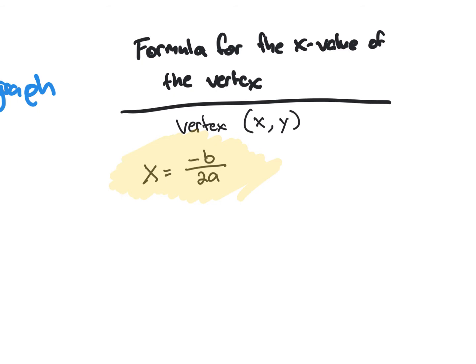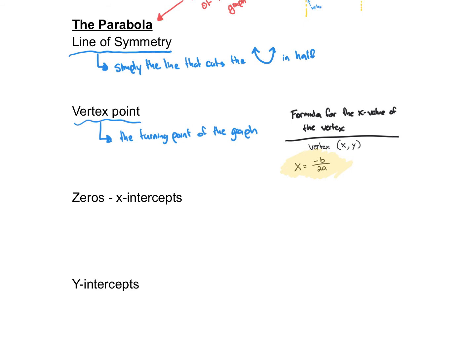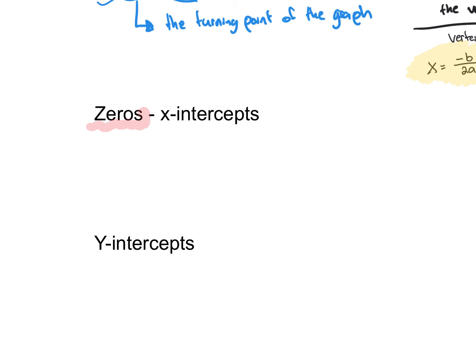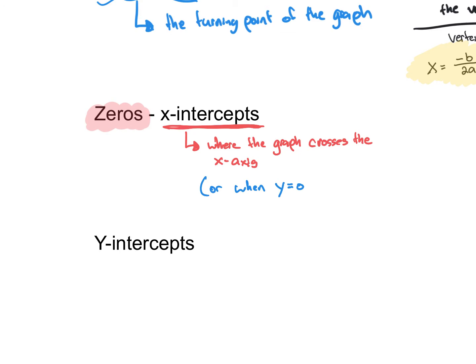All right, let's keep going here. And then we're going to use this in a minute. So we're just trying to get some of the terminology down. The zeros of a function, also known as the x-intercepts. This is where the graph crosses the x-axis, or when y equals 0, right? It's where the graph crosses the x-axis, or also known as when y equals 0. Right? So that's what that one looks like.